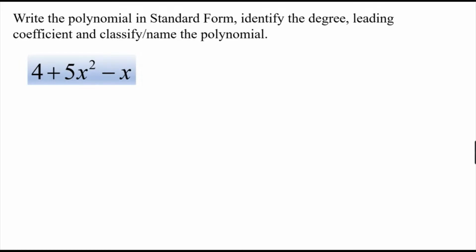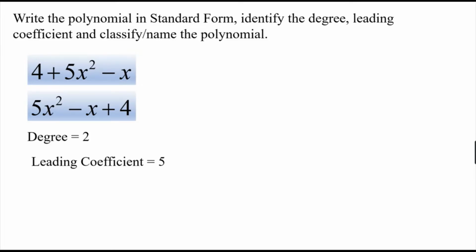How about this one? 4 plus 5x squared minus x. To rewrite in the standard form, we have to rewrite it this way: 5x raised to 2, or squared, minus x and then plus 4. With that one, we observe that the degree is 2 and the leading coefficient is simply 5. And this is trinomial because it consists of 3 terms.